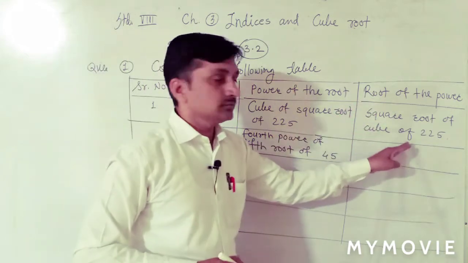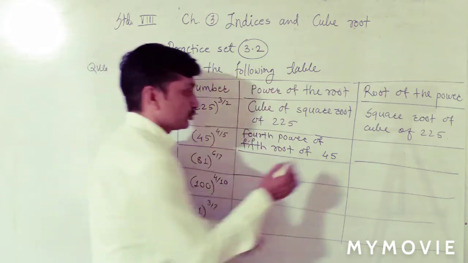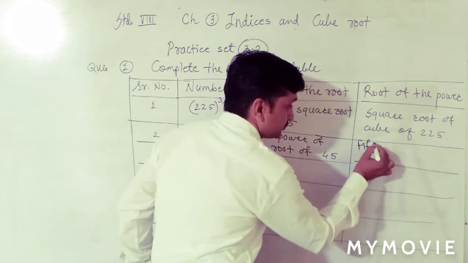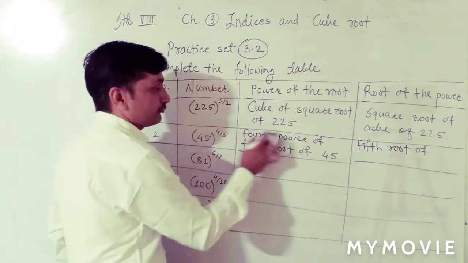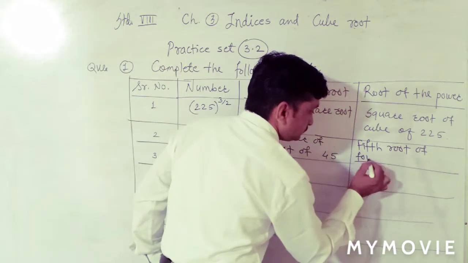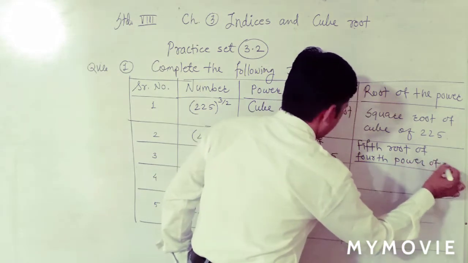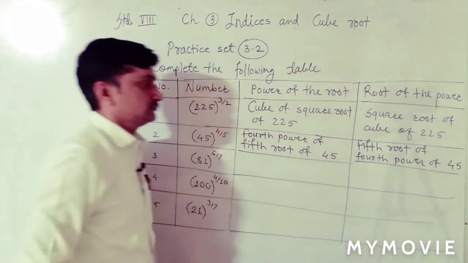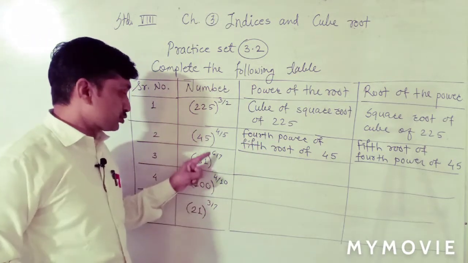Now here start from the root, then power. What is root here? Fifth root. Then starting from fifth root: fifth root of, then write the power, fourth power of the base. What is base? 45. Two ways.